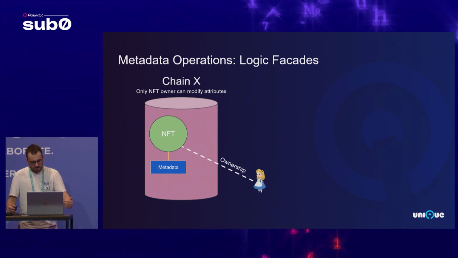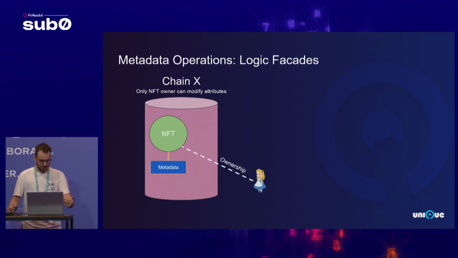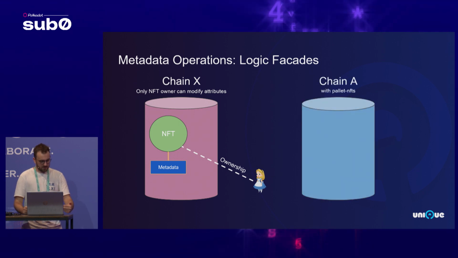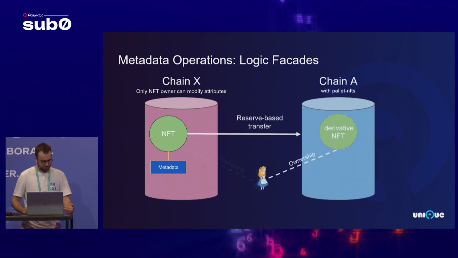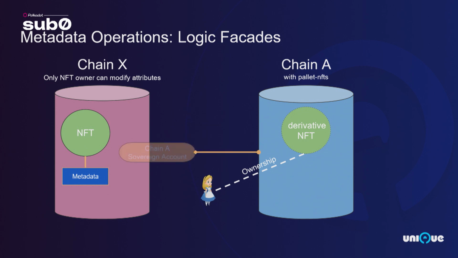Imagine that Alice wants to leverage the approval mechanism nonetheless. She can transfer the NFT using the reserve-based transfer to chain A, where we have Pallet NFTs that provide the needed logic. Since it is a reserve-based transfer, the sovereign account of chain A is now the owner of the NFT on chain X. Hence, the sovereign account has the right to change all the attributes.